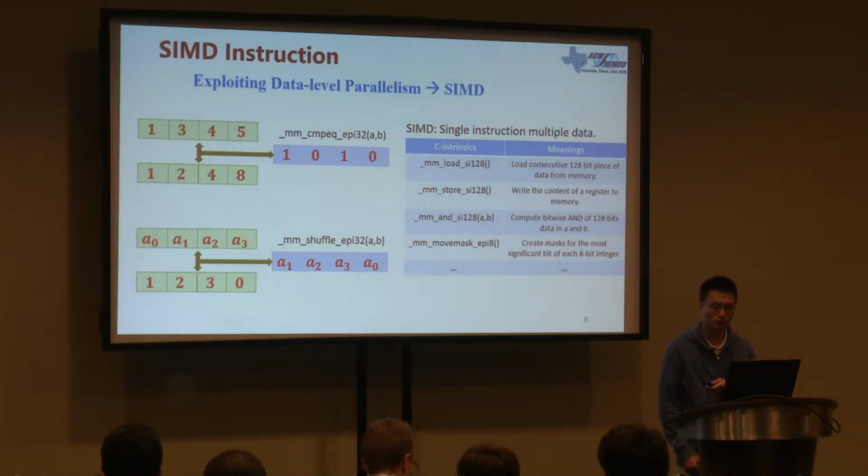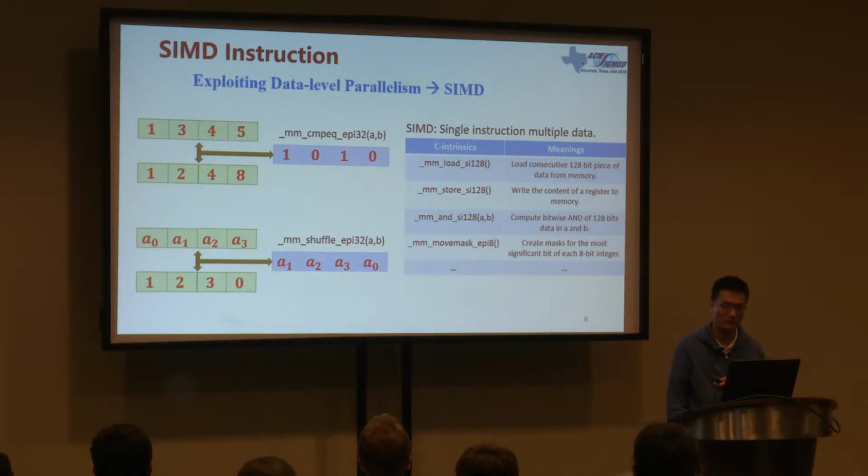Our idea is to exploit data level parallelism using SIMD instructions. SIMD instruction sets are available in almost all modern processors, and modern processors have wider SIMD registers to support processing multiple data elements in parallel. For example, the SIMD compare equal instruction checks the equalities of the four integers in the two SIMD registers, and the SIMD shuffle instruction rearranges the four integers in the SIMD register.